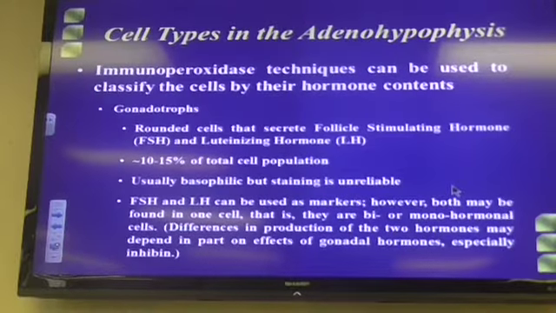What do you think thyrotropes secrete? Thyroid stimulating hormone. Thyrotropin, the thyroid stimulating hormone. What causes them to secrete? Thyrotropin releasing hormone from the hypothalamus, okay? And they are about 10% of the total cell population.